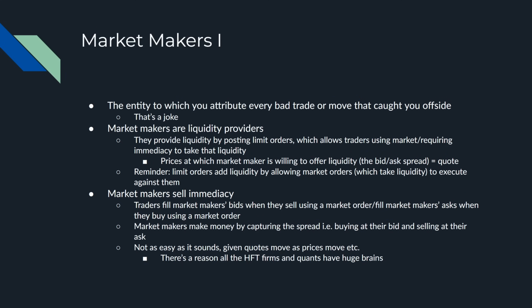Now, as a quick reminder, limit orders add liquidity by allowing market orders, which take liquidity, to execute against them. So how do they make money? Well, essentially, market makers sell immediacy. Traders fill market makers' bids when they sell using a market order, and they fill the market makers' asks when they buy using a market order. And so the market maker will typically make money by capturing the spread, i.e. buying at their bid and selling at their ask, and that spread is the profit on their trade.